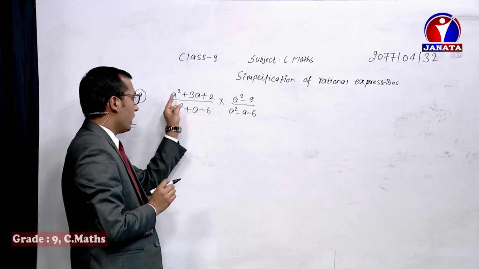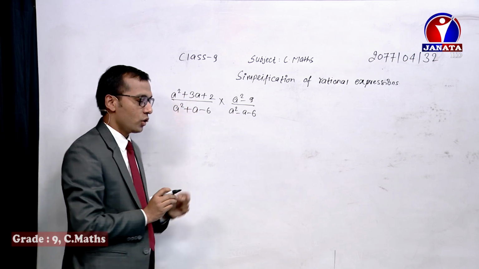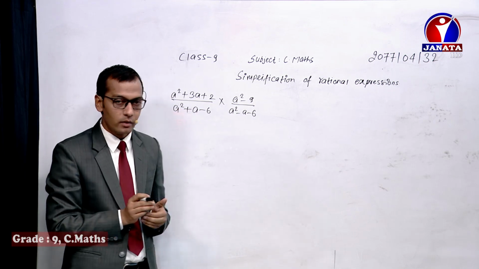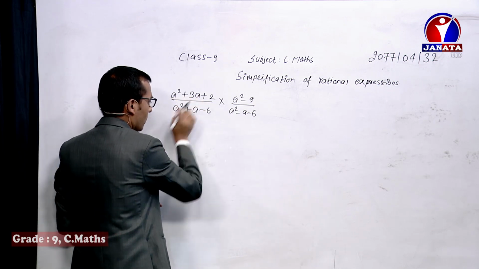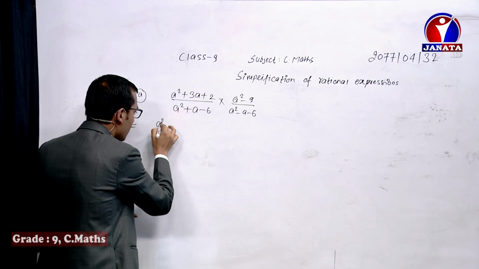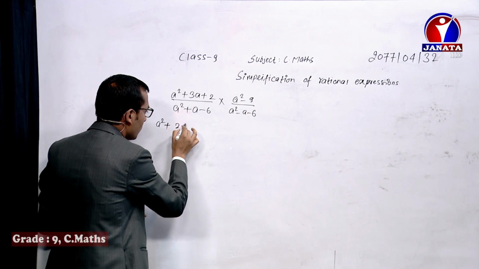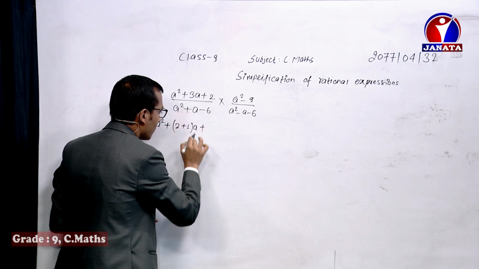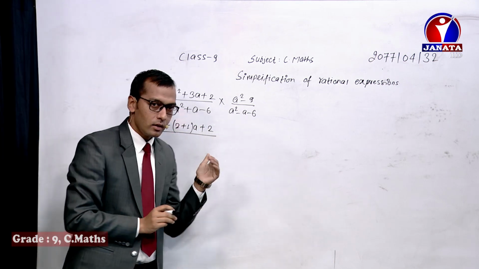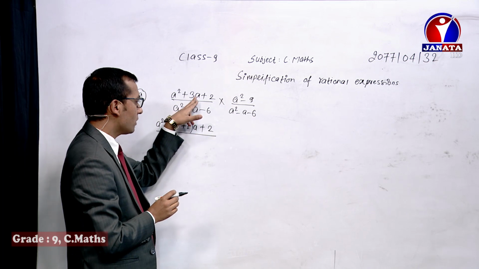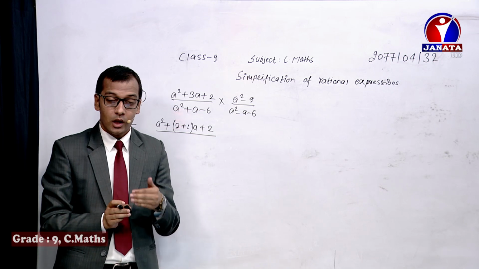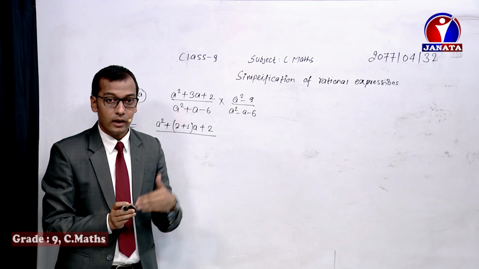The first expression here is a square plus 3a plus 2. This is a trinomial expression. There are three terms, so we need to factorize this. We know how to factorize this. We split the middle term, like a square plus 2a plus 1a plus 2. While factorizing such expressions, we split the middle term, and before that we need to know the product of two numbers and their sum or difference.